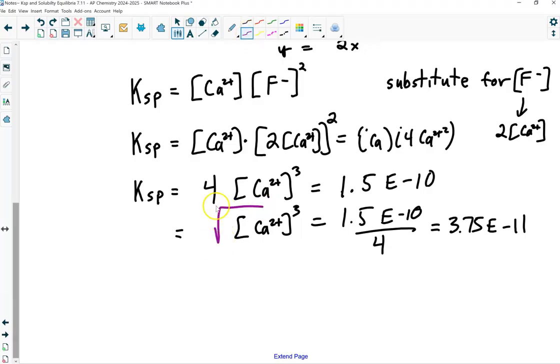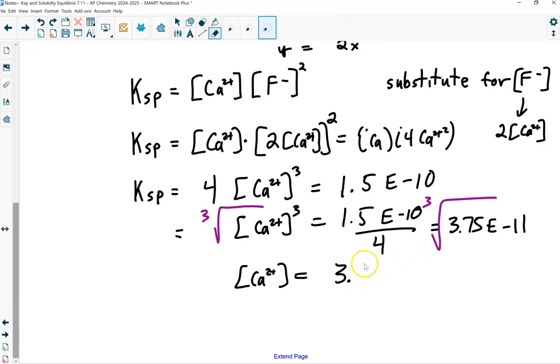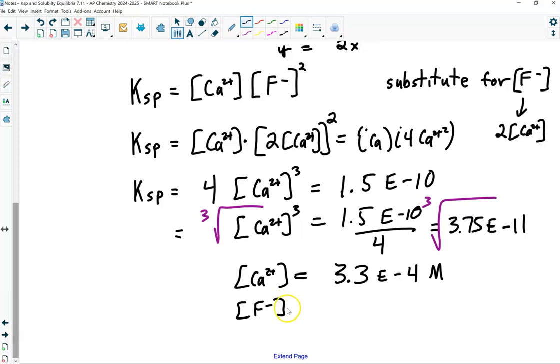All right, you take the cube root of both sides, and you find that the calcium ion concentration is equal to 3.4 with just 2 sig figs. Sorry, 3.3 times 10 to the negative fourth. And here you can say molar. What would the fluoride concentration be? Somebody tell me. 6.6 times 10 to the negative fourth molar.